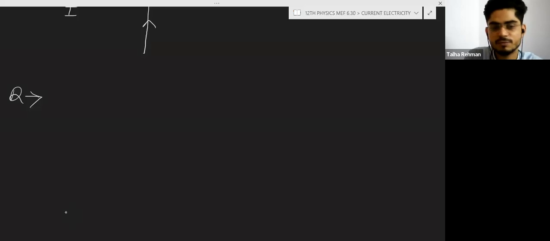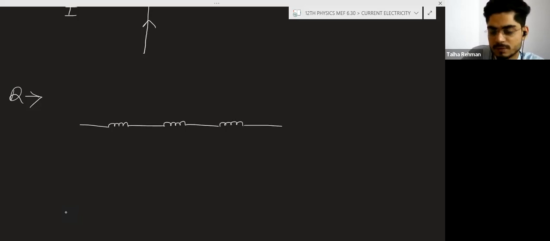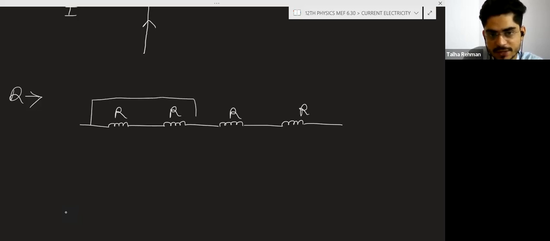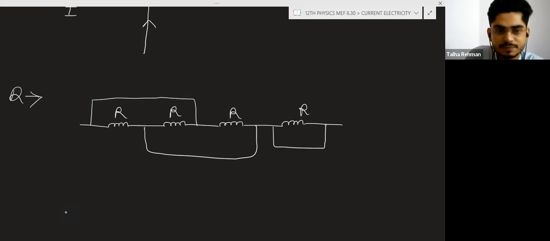So I will take your 10 more minutes. Suppose four resistances are connected like this, and each has the resistance R. These two resistances are connected by a wire, and here this resistance is connected via a wire, but this resistance is connected like this. Now guys, you have to find the resistance between A and B.